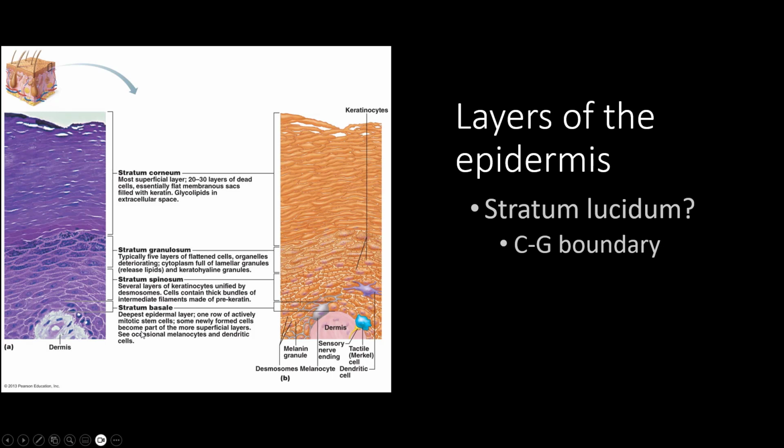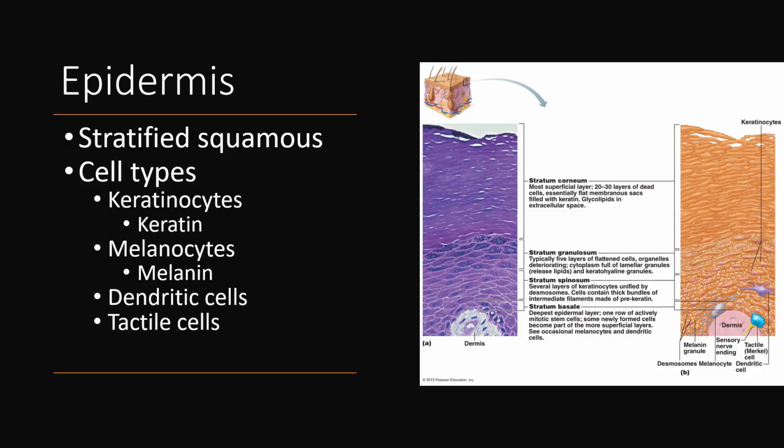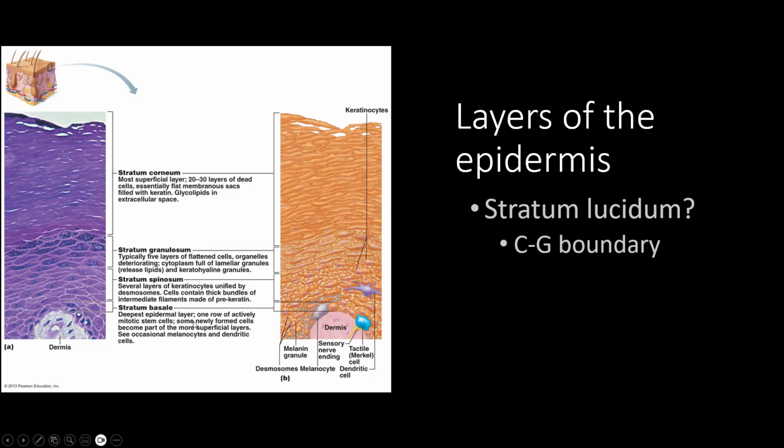The stratum basale is a layer of stem cells. So what are stem cells? Stem cells are cells that are constantly dividing, and they will divide and produce two new cells. One of those cells remains a stem cell, and the other cell becomes something else. And then it can go through cell division. So here in the stratum basale, we have stem cells that produce keratinocytes, melanocytes, dendritic cells, tactile cells.